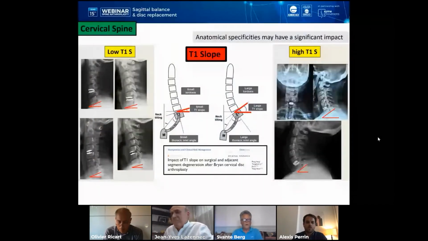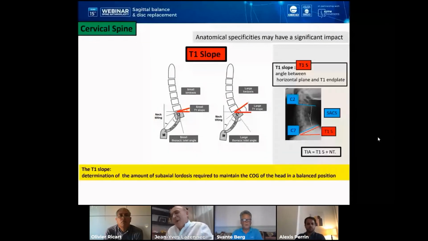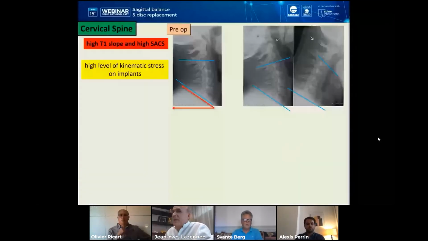I think something very important for us coming from the images is the T1 slope, as Alexis said to us. And there is another parameter, because you have patients with low T1 slope and patients with high T1 slope. And we also, as spine surgeons, are accustomed to looking at the C2-C7 sagittal angle. It's not theory, because this is a pre-op case. You see that this patient has a high T1 slope.